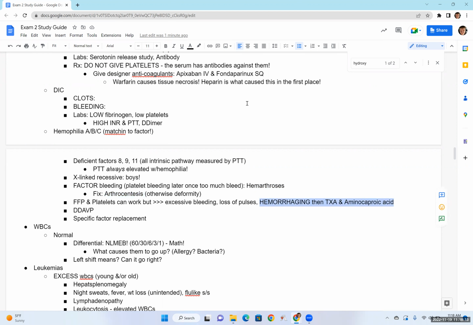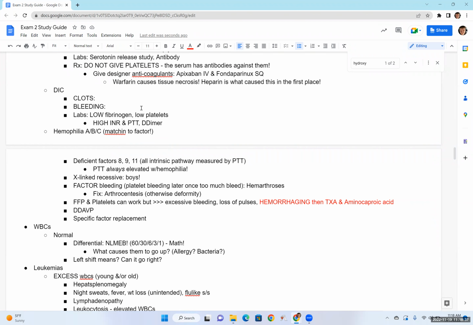It is true for any situation, but we've kind of attached it to hemophilia. You give TXA. You give the acids, right? Tranexamic acid and aminocaproic acid. And those are if they're hemorrhaging, right? All right, so that's platelets.